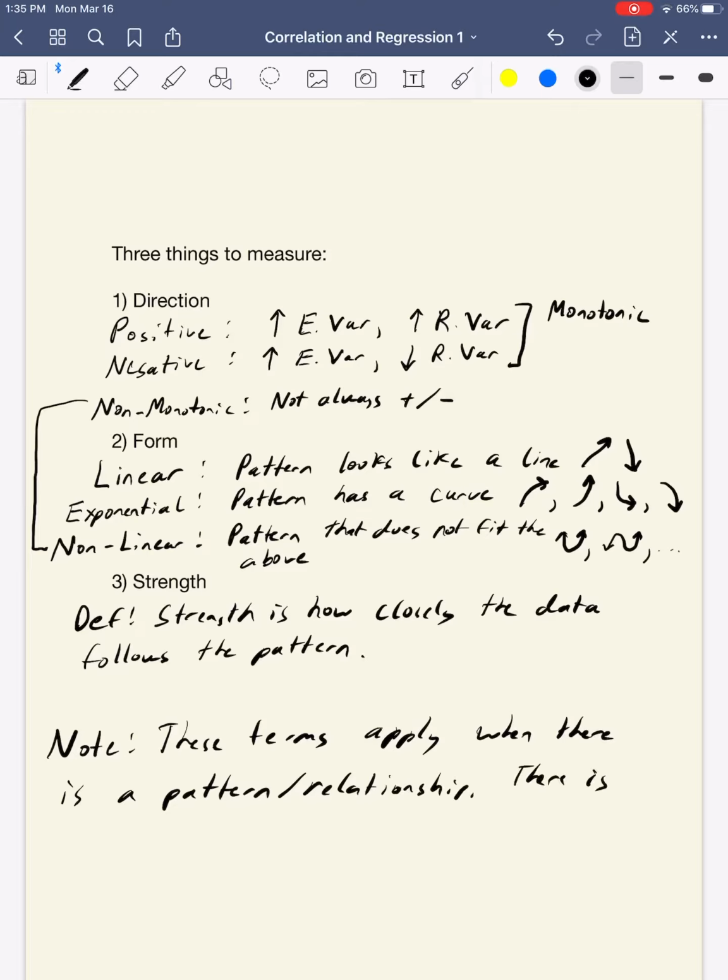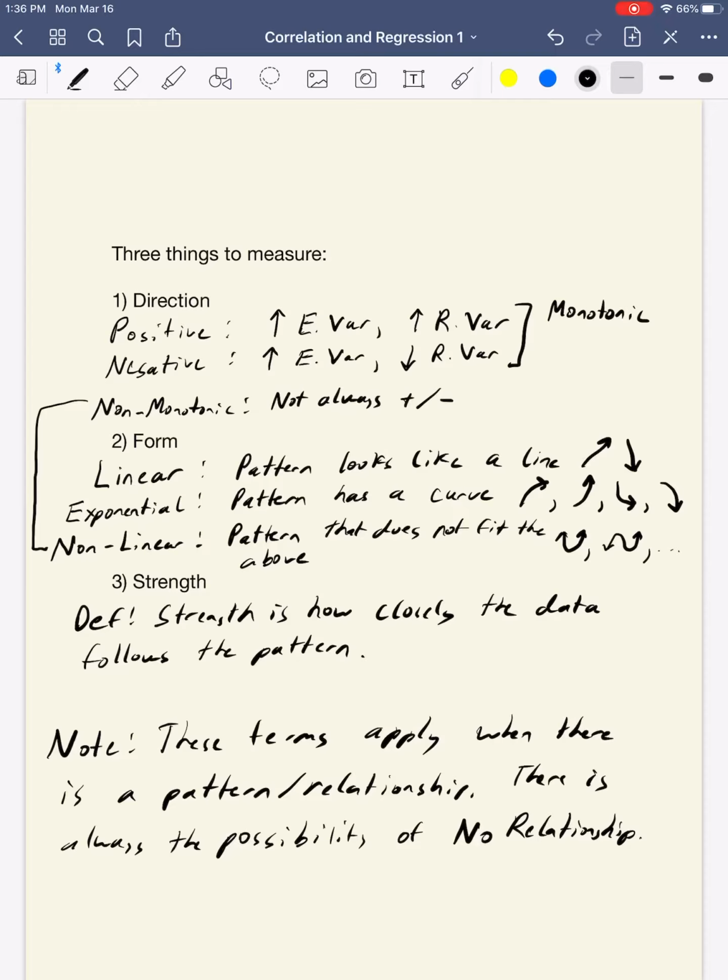There is always the possibility of no relationship. And of course, what we mean by that is that if you see a scatterplot that is just completely scattered, well, that indicates that there really is no relationship between the variables. If there's no relationship, we wouldn't talk about the direction, we wouldn't talk about the form, because again, there's nothing to describe, and of course, the strength would be non-existent, because there is literally no pattern.